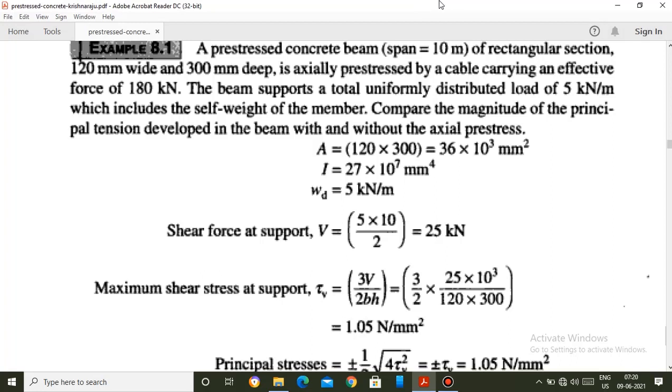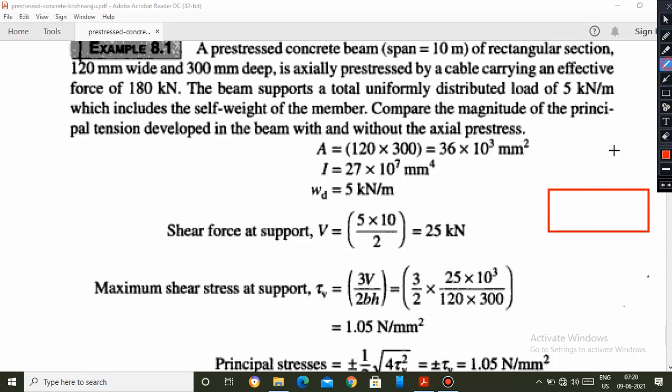The 300 mm deep beam is pre-stressed by a cable carrying an effective force of 180 kN. That means for this pre-stressed concrete beam, they are providing a steel tendon, which gives an axial, or horizontal, pre-stressing force of 180 kN. The beam supports a uniformly distributed load of 5 kN per meter, which includes the self weight of the beam.